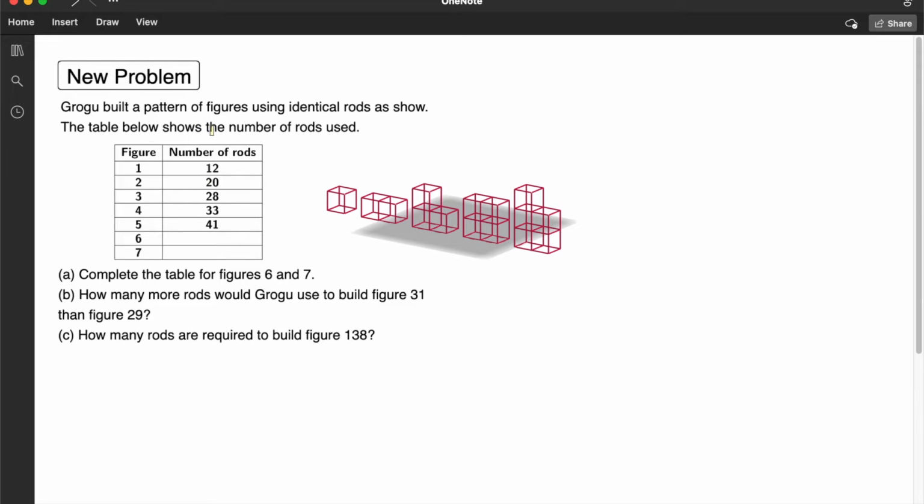Grogu built a pattern of figures using identical rods as shown. The table below shows the number of rods used. Complete the table for figures 6 and 7. And then part B, how many more rods would Grogu use to build figure 31 from 29? And part C, how many rods are required to build figure 138?